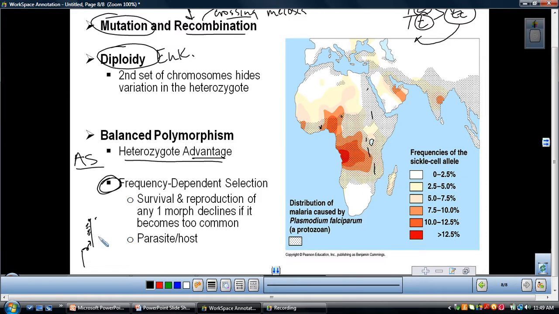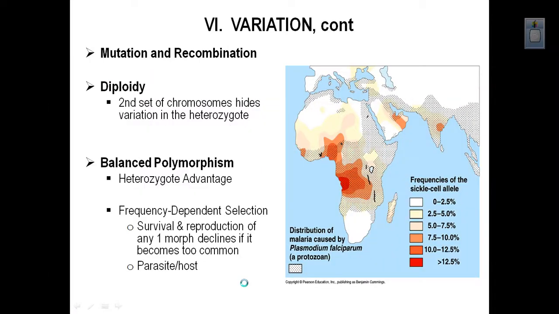Okay, well what that does is the prey species, this fish, starts to guard itself against whichever phenotype, whether it's the right-mouthed or the left-mouthed fish, is most common. And so this selection can then have an impact on the frequency of the right-mouthed or the left-mouthed allele in the population of the predator fish. So it's kind of cool that the survival and reproduction of any one morph can decline if it becomes too common. So depending on which one is the most common mouthed fish, those poor little prey fish are going to select against that allele. Okay, so it's kind of cool when you look at that.